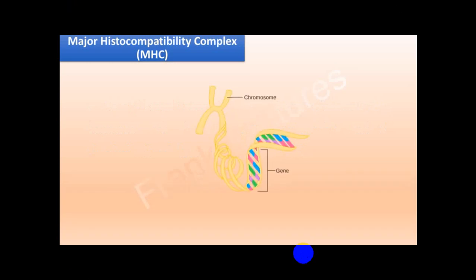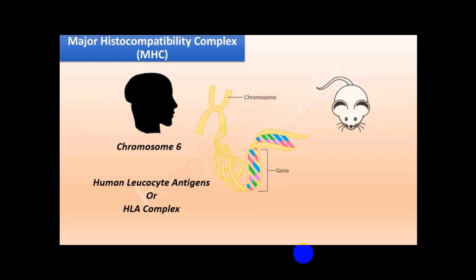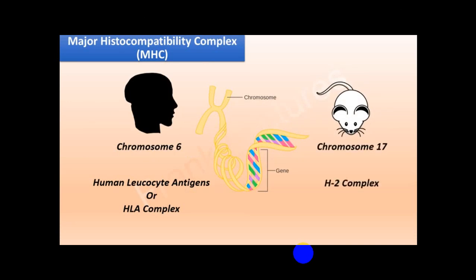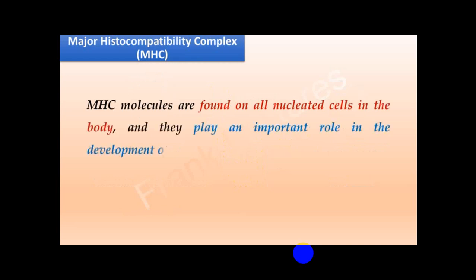Major histocompatibility complex are present on chromosome 6 in humans, and they are known as human leukocyte antigens, abbreviated as HLA complex. In case of mice, they are present on chromosome 17 and are known as H2 complex in mice. MHC molecules are found on all nucleated cells in the body, and they play an important role in the development of both humoral and cellular immunity.